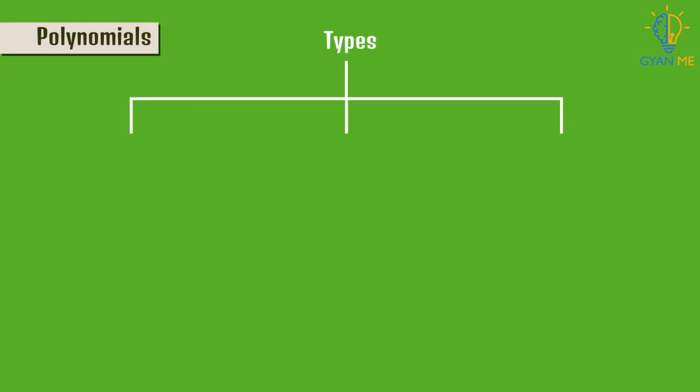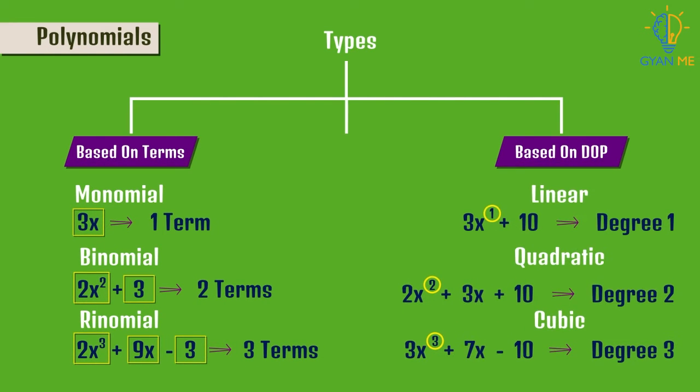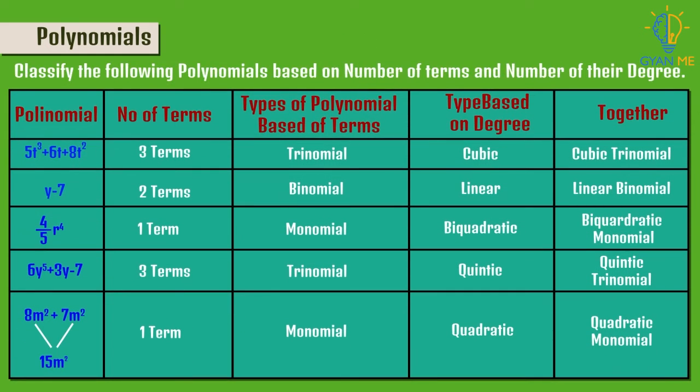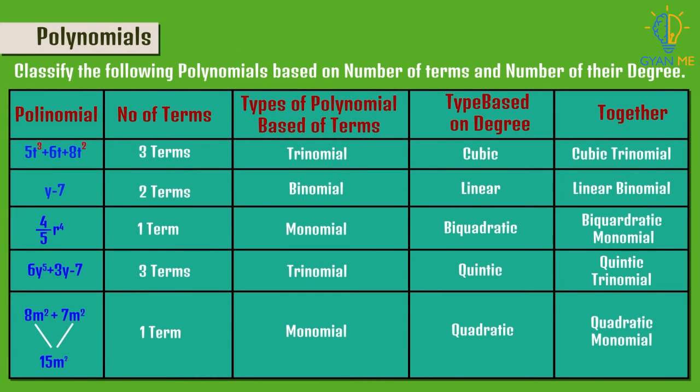Since we have now learned about classifying the polynomials, let us test our understanding with this exercise. Students, have a look at the given table and classify the following polynomials based on number of terms and based on their degree. In our first example, there are 3 terms, so it is a trinomial, while the highest degree of variable is 3, so it is a cubic polynomial. Together it is called a cubic trinomial.